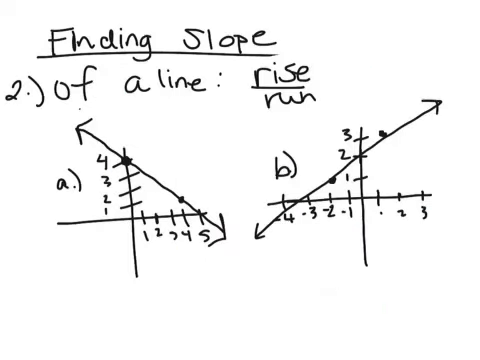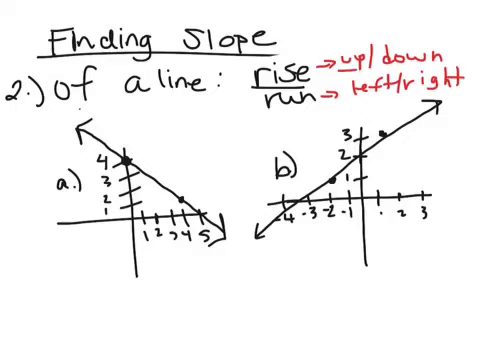So now we can also find the slope given a line. What you want to remember is you want to count your rise over your run. So your rise is how much you're going to go up or down, and then your run is going to tell you how much you go left or right. Down represents negative, left represents negative, up represents positive, right represents positive.